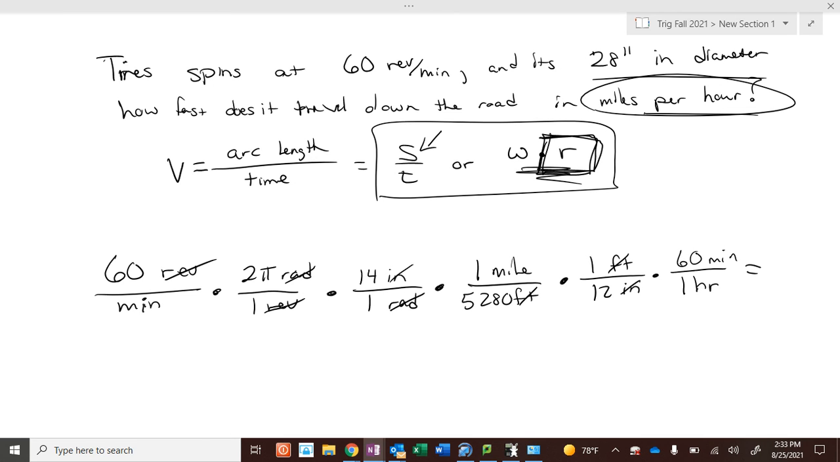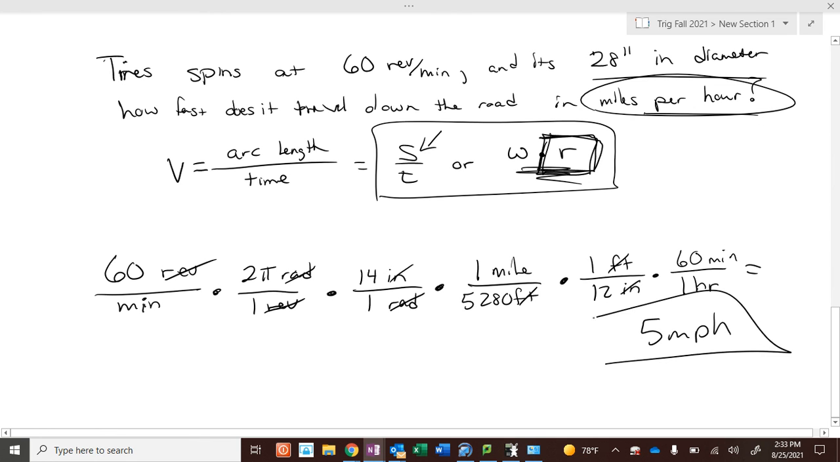So how fast is that vehicle moving down the road? And it's going fairly slow. A half of a mile per hour? No, 5. 5 miles per hour? 4.9. Yeah, well, let's just say 5 miles per hour. Okay. That is linear velocity. Okay. It all depends upon the radius and the angular velocity. Okay.